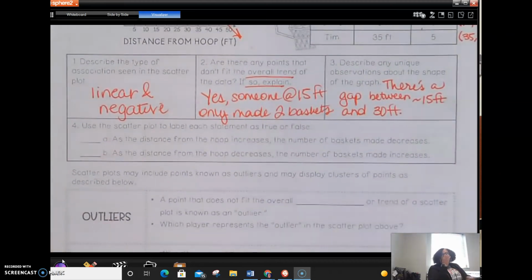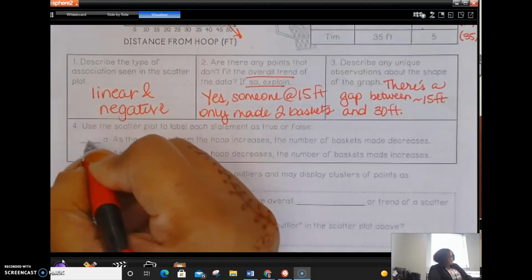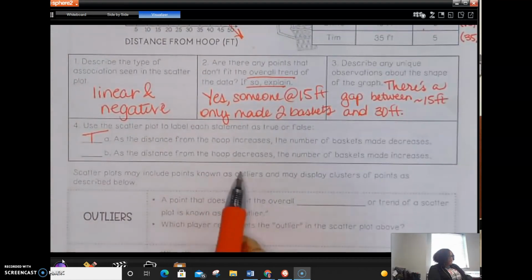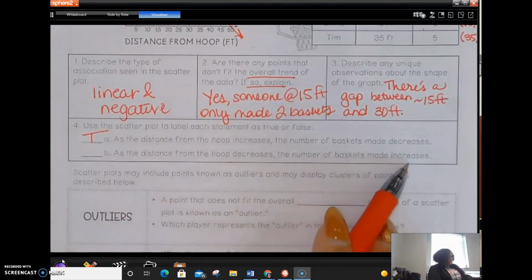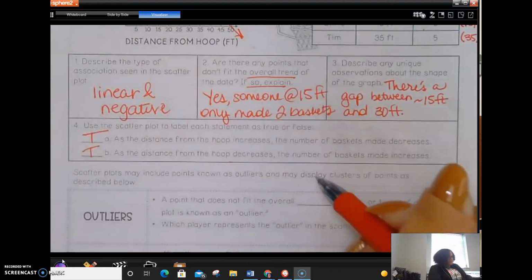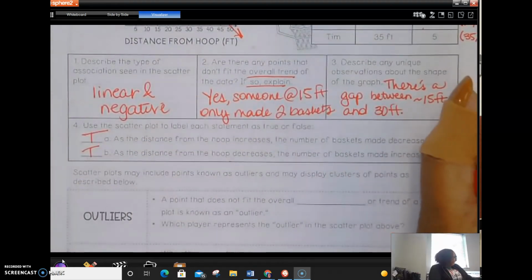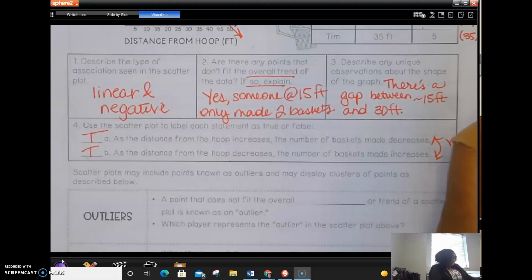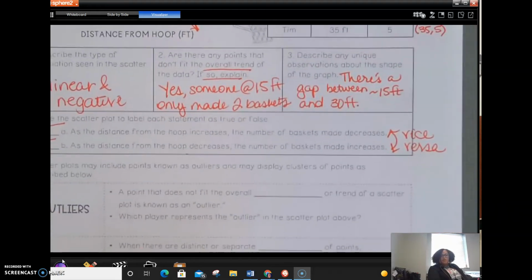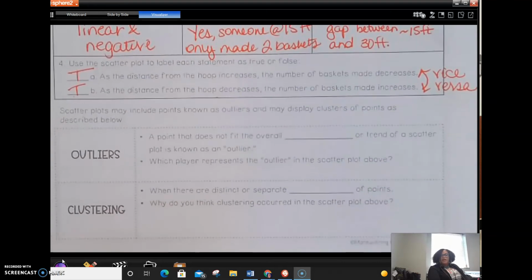Number 4, use the scatter plot to label each statement as true or false. As the distance from the hoop increases, the number of baskets made decreases. That is true. And as the distance from the hoop decreases, the number of baskets made increases. That is true. They literally are opposite or vice versa statements. Okay, vice versa.